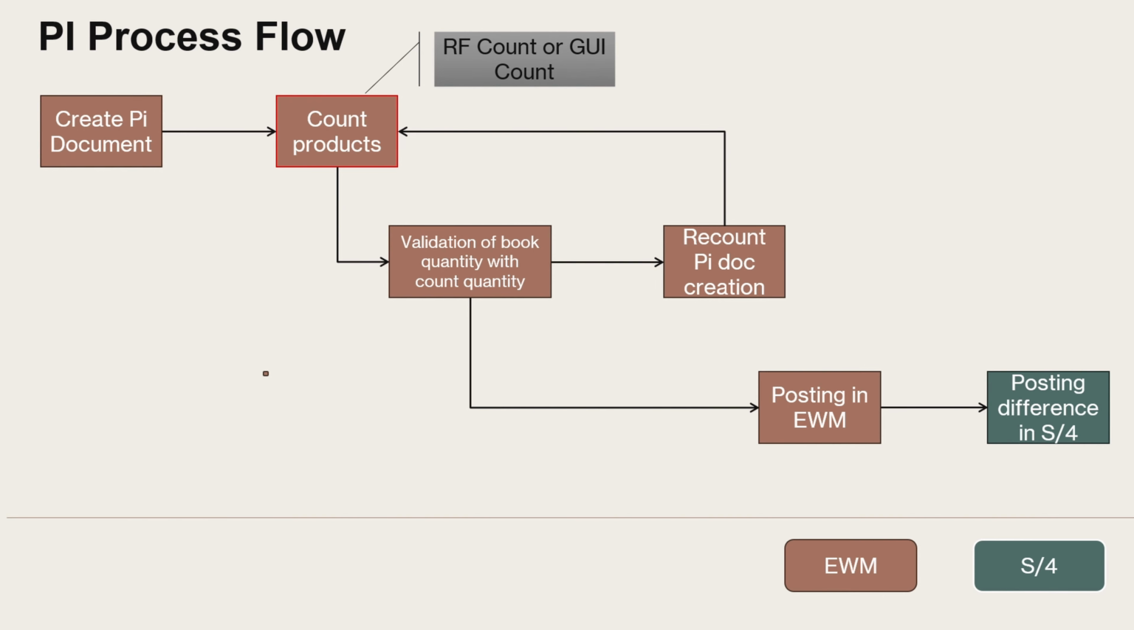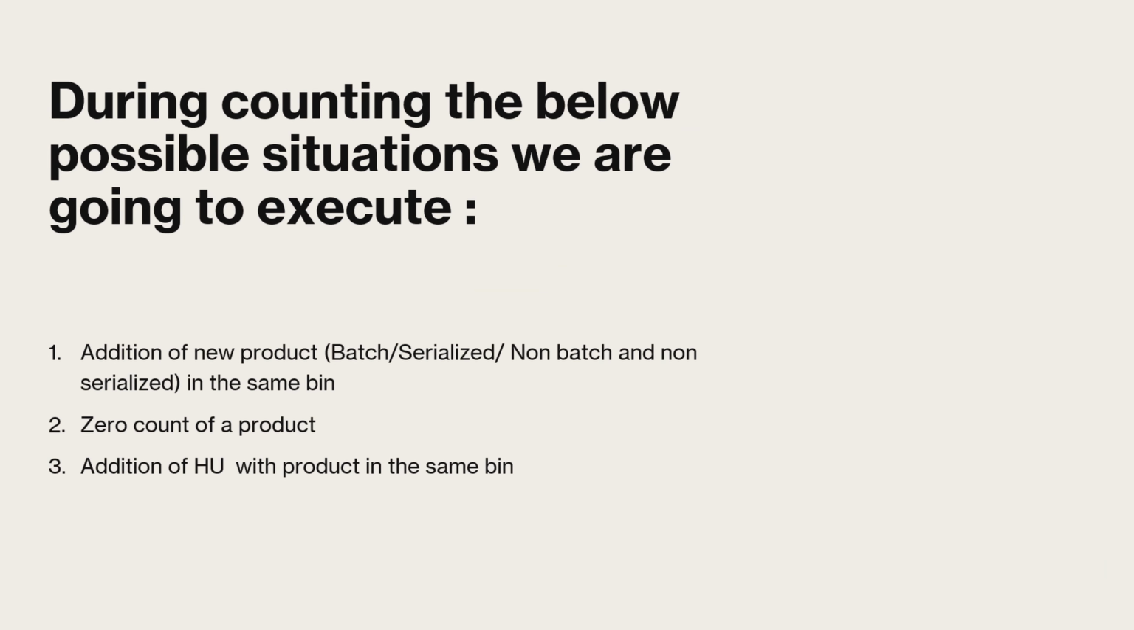Here we will see the possible scenarios we are going to face while counting the product in a bin. During the counting, the below situations may occur. We may need to add a new product in the same bin, whether the product is a batch managed product, a serialized product, or a non-batch non-serialized product. Sometimes the product we go to the bin to count may not be available physically. In that case, we just need to do the zero counting of that product. We will perform the zero counting step in the RF counting process.